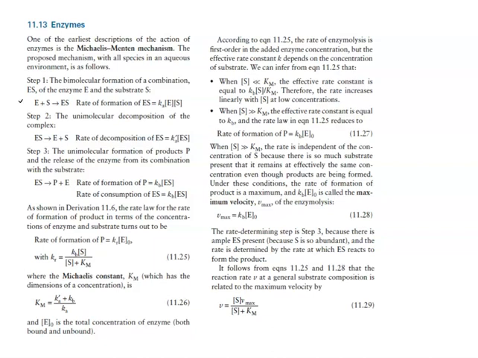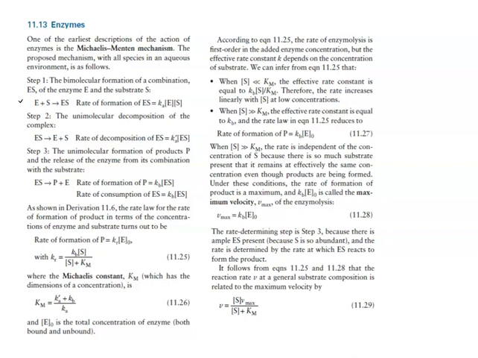And this rate of formation of ES equals k_a times the concentration of enzyme times the concentration of substrate. In step 2, there's a unimolecular decomposition of the complex, where the enzyme-substrate complex decomposes back to the enzyme and substrate. In step 3, there's a unimolecular formation of products and the release of the enzyme from its combination with the substrate. So in this case, the enzyme-substrate complex proceeds and reacts to the product, releasing the enzyme. So you have P plus E.